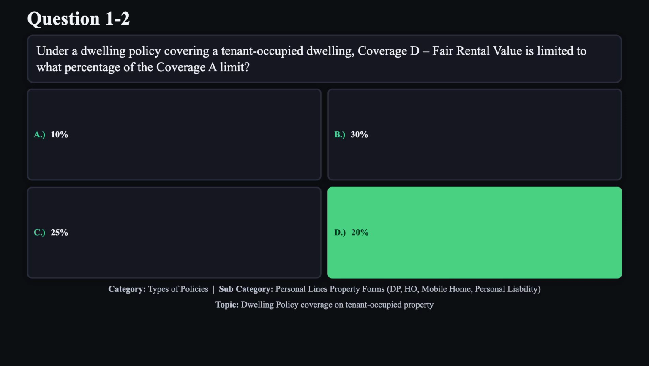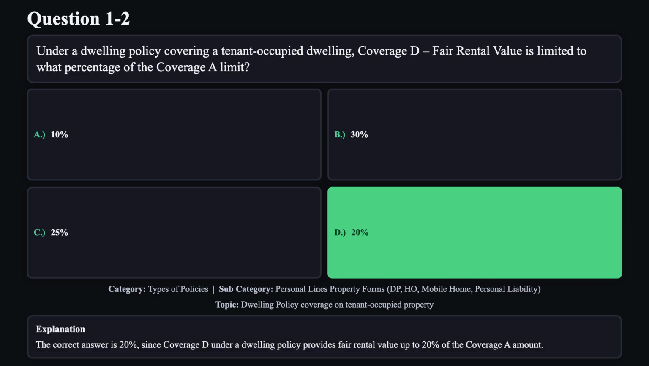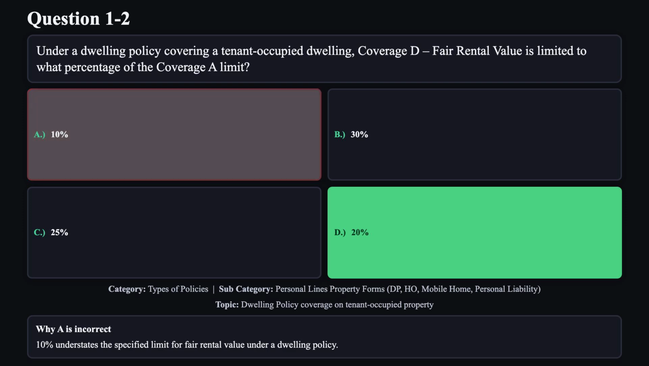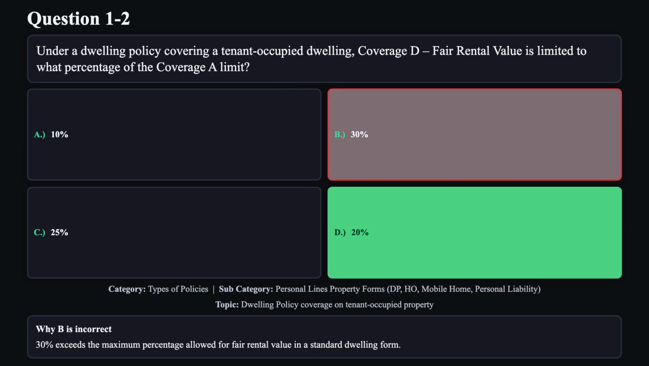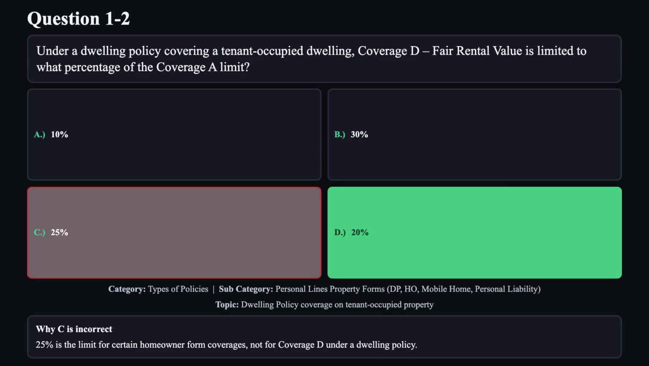The correct answer is D. The correct answer is 20%, since coverage D under a dwelling policy provides fair rental value up to 20% of the coverage A amount. Reason A is not correct. 10% understates the specified limit for fair rental value under a dwelling policy. Reason B is not correct. 30% exceeds the maximum percentage allowed for fair rental value in a standard dwelling form. Reason C is not correct. 25% is the limit for certain homeowner form coverages, not for coverage D under a dwelling policy.